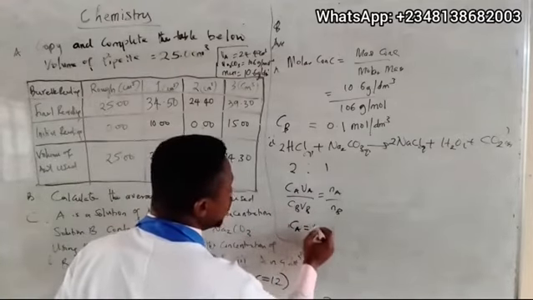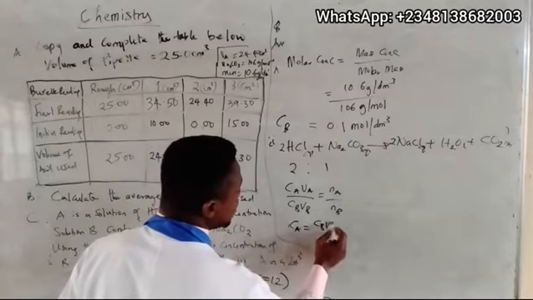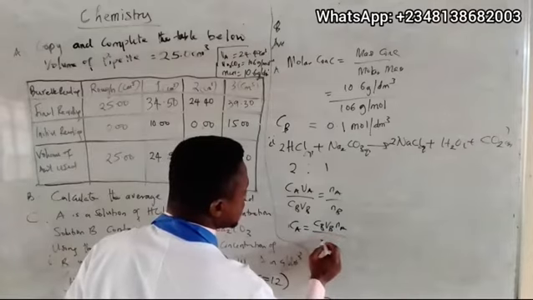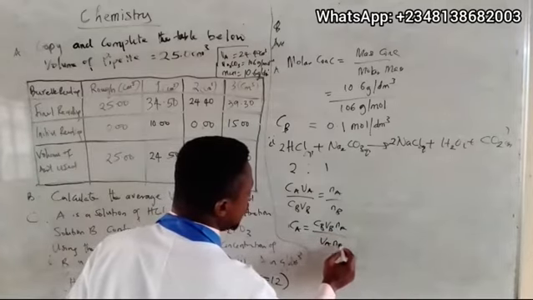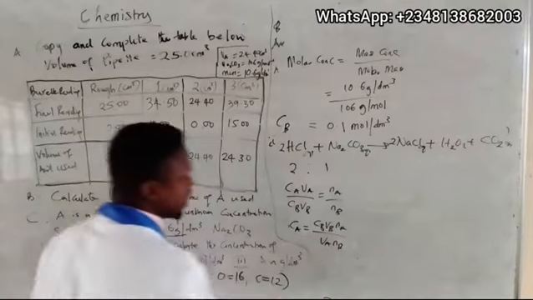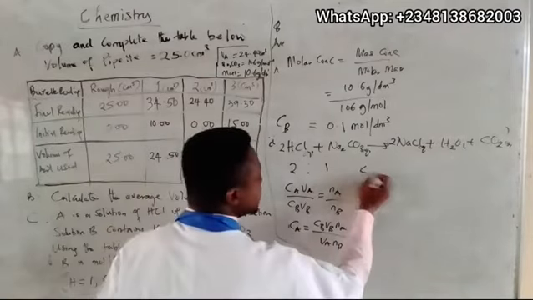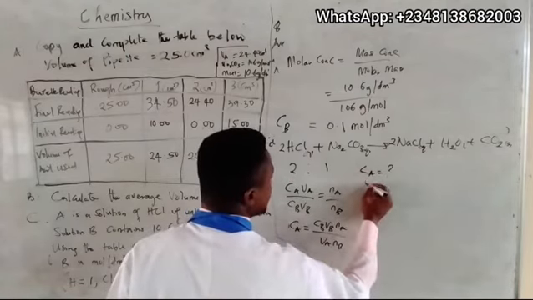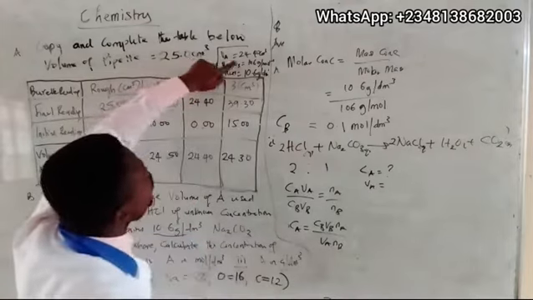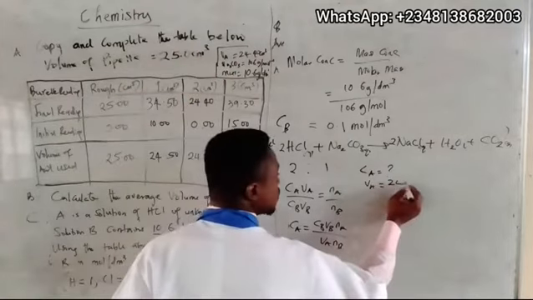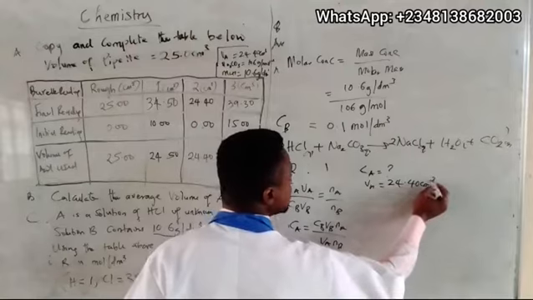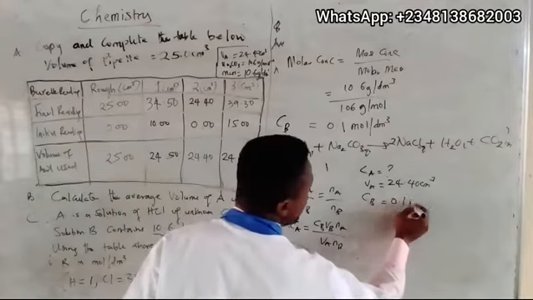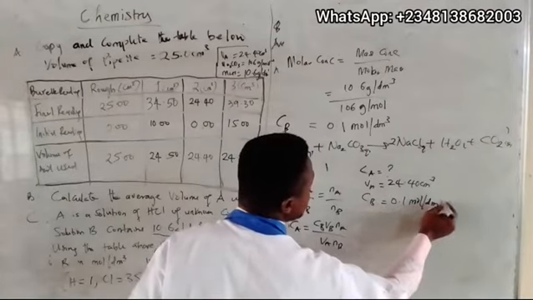So let's make Ca the subject of the formula. Ca will now become Cb Vb Na over Va Nb. We cross multiply to get this. Now let us list their values. Ca is what we are looking for. Va, remember we got it to be 24.40 cm cube. Then Cb we got to be 0.1 mole per dm cube.